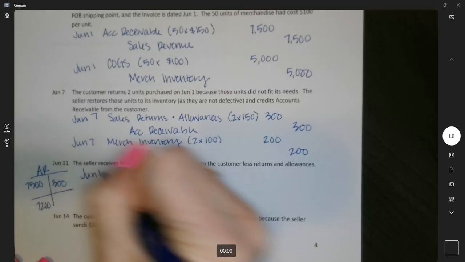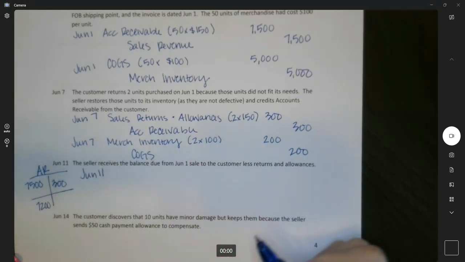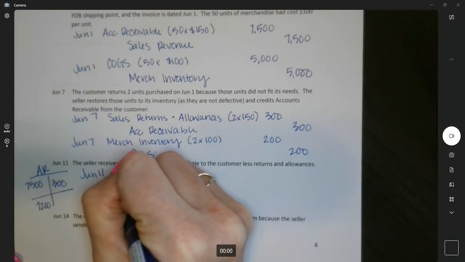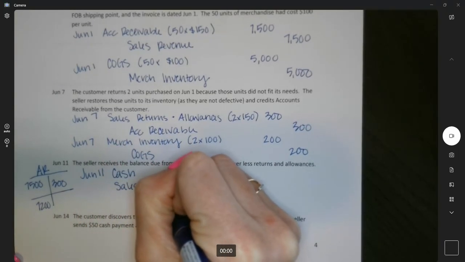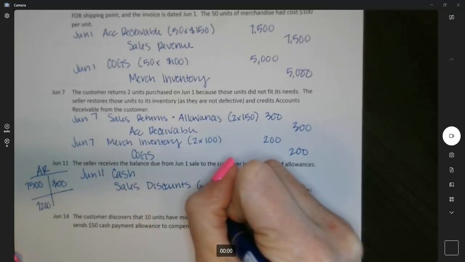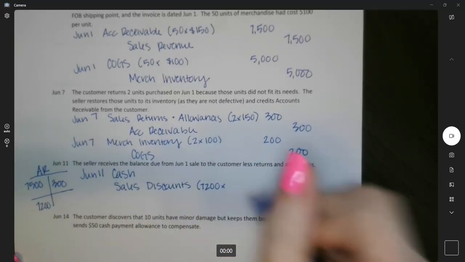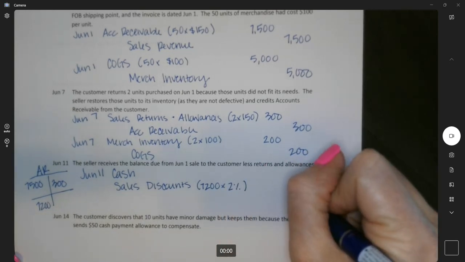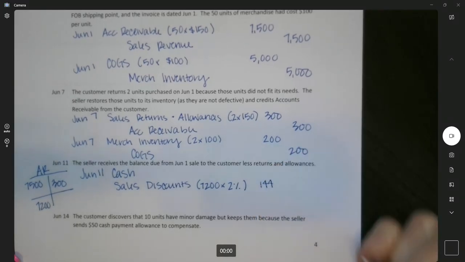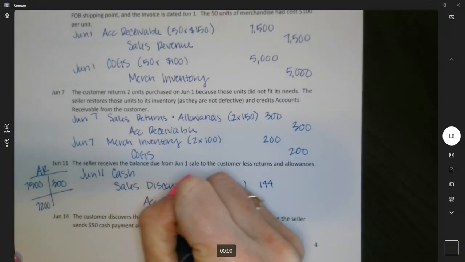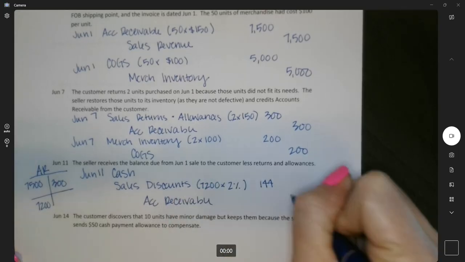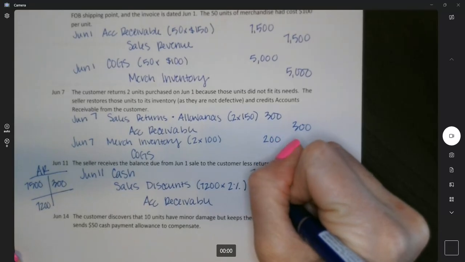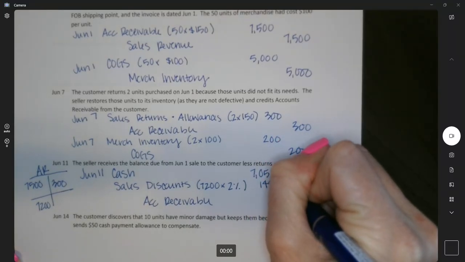June 11th is also within the discount period. So what we'll be doing is collecting cash and debiting sales discounts. Let's start with the sales discount. 7,200 times 2% discount is going to be 144. Our accounts receivable is 7,200. We'll take the 7,200 and subtract out the 144. The actual cash received will be 7,056.